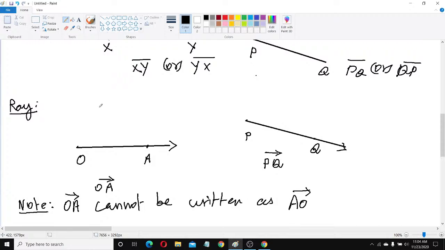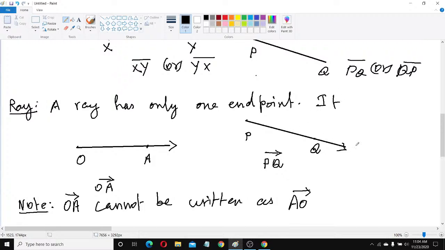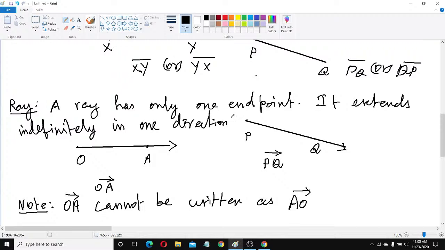So now I will write the definition. How many endpoints are there in the ray? Only one endpoint. So a ray has only one endpoint. So you can extend in one direction, only this direction. Here, this side you cannot extend. Here no arrow mark, children, only one side arrow mark. So you can extend in one direction. So it extends indefinitely in one direction. Then only one direction only. Now we will go to the next definition.